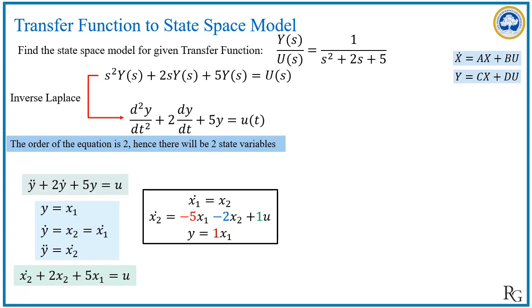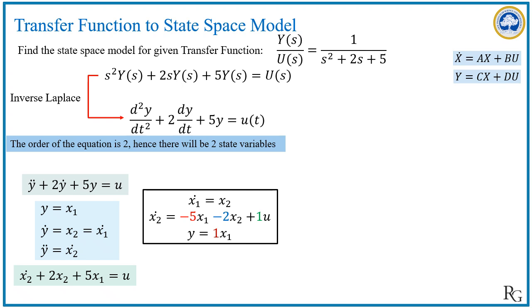Now in order to find out the state space model, as we already know, we have to get the differentiation equation for the state variable. So the first state variable is x1, so we have to get the equation for x1 dot. The other state variable is x2, so we have to get the equation for x2 dot, and the third equation should be for y. So by rearranging all these equations, we will get these three equations for x1 dot, x2 dot and y. That is what we needed.